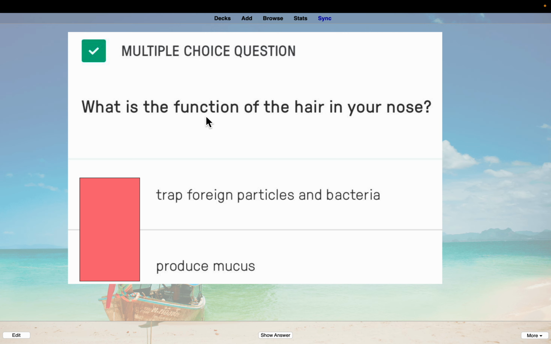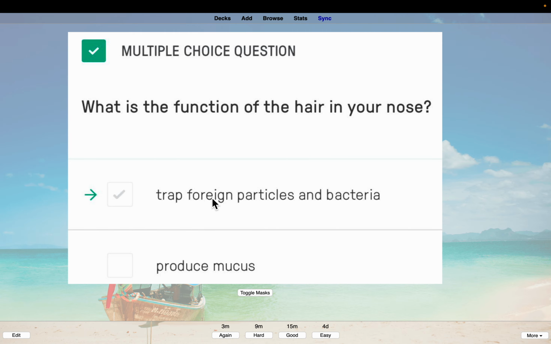What is the function of the hair in your nose? So either of these two is correct. This is a better answer. This one is a characteristic of what your nose hair does, but it's not exactly a function. This is what happens while it carries out the main function, that is to trap foreign particles and bacteria. So yes, this is the right answer.